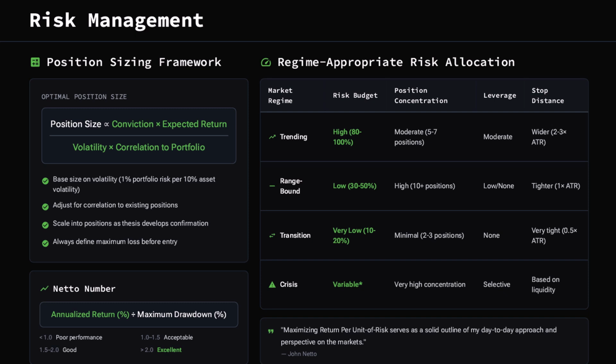The Netto Number evaluates performance quality, annualized return divided by maximum drawdown. A ratio of 1 to 1.5 is acceptable. 2 or higher is excellent. Finally, allocate risk appropriately to market regimes. In trending markets, use higher risk budgets with moderate concentration. In range-bound markets, lower risk with higher diversification. And during transitions or crises, minimize risk exposure until clarity emerges.